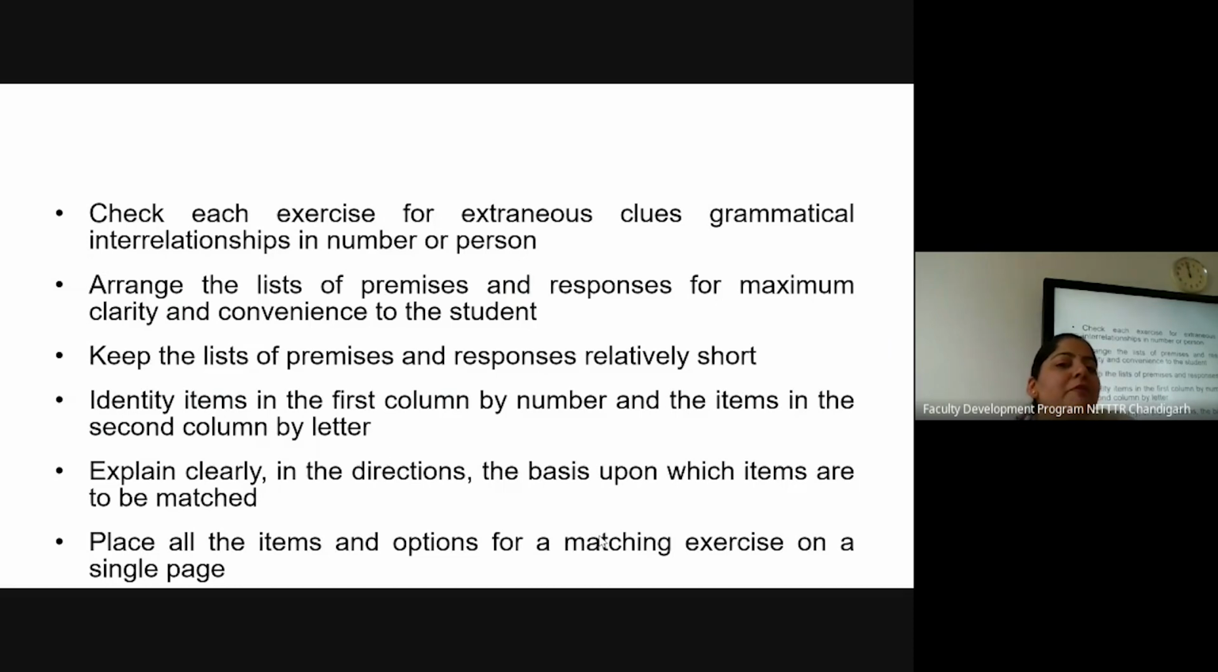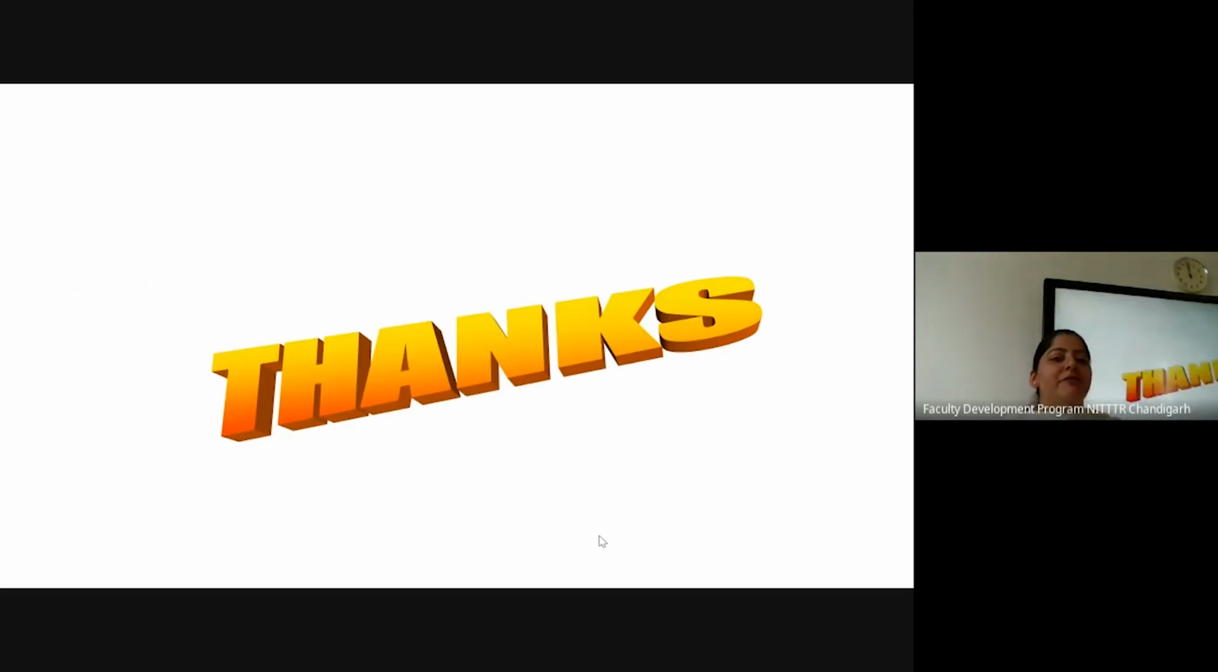So हमारे matching type of exercises में sentences नहीं होंगे. There is minimum wording that we are going to give in a matching type of exercise. Identify items in the first column by number and in the second column by letter. Also explain clearly in the directions on what basis the items need to be mapped. Place all items and options of matching exercises on a single page. Even when we are giving a print command, try to set that these matching type tables are on a single page only so that it is easy for the student to find out. So this is all from my side.